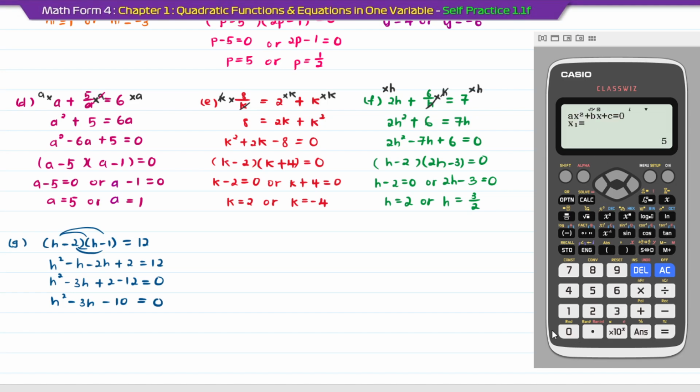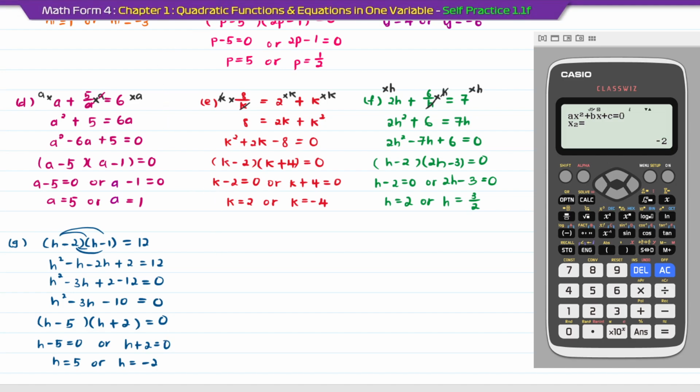So press the equal button. So the first h that you're going to get here is equal to 5. The second one, press the equal button again, which is equal to negative 2. So write it backward: h minus 5 equal to 0, or h plus 2 equal to 0. So copy this back into the brackets. So there you have it for question G.